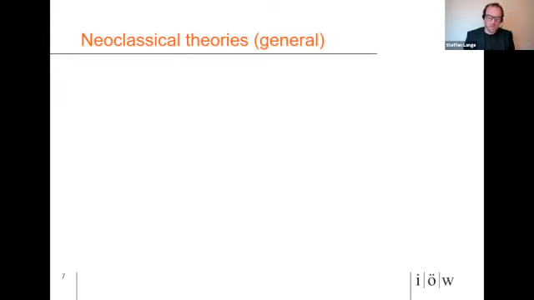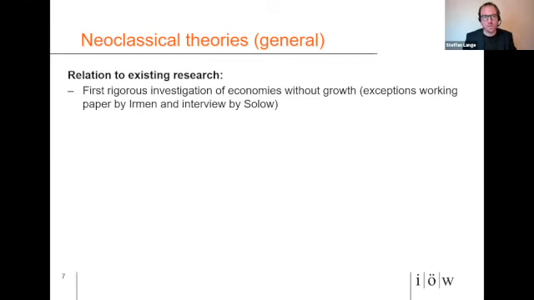So what's the general result? I cannot go into detail into all of these models or theories, but the general result is, first, in comparison to the investigations that other people did before me, I was really surprised that from a neoclassical perspective, and that is a couple of years ago, but I haven't seen many approaches since then either. There are none. There are two exceptions: a working paper by Ehrman and an interview by Robert Solow, who both say zero growth is not a problem within neoclassical theories, but they are both quite short and don't go into detail.